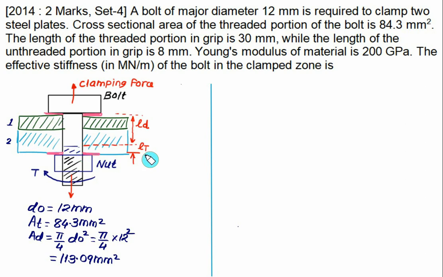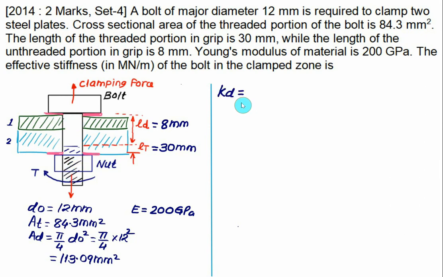The length of the threaded portion in the grip: this one is the grip here and this one is lt, which represents the length of the threaded portion in the grip, given as 30 mm. While the length of the unthreaded portion in the grip is only 8 mm. We want to calculate the effective stiffness, and in addition we have Young's modulus E equal to 200 gigapascal. First of all, we will calculate the stiffness of the unthreaded portion, then we'll calculate the stiffness of the threaded portion, and then we'll use the series rule.